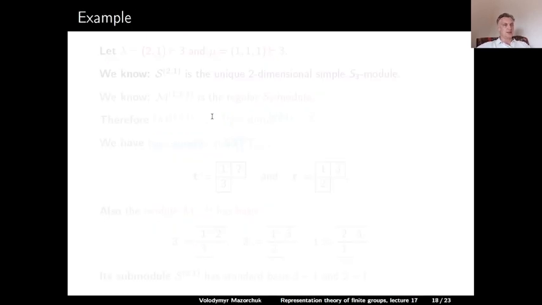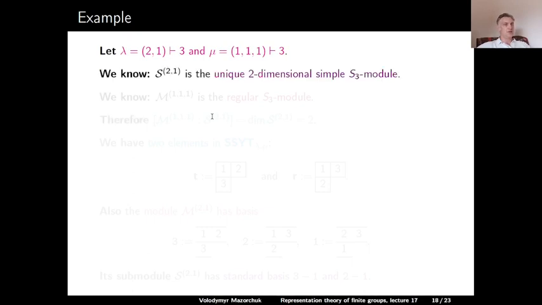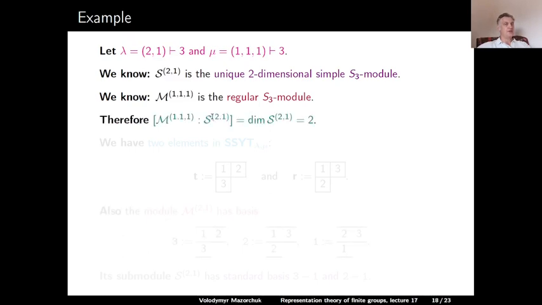So we will do one example. Let lambda be the partition (2,1) of 3, and mu be the partition (1,1,1) of 3. We know that the Specht module for lambda is just the unique two-dimensional simple S3 module, the unique two-dimensional submodule of the natural module. And we know that the permutation module for (1,1,1) is the regular S3 module. Therefore, the multiplicity of the simple module S(2,1) in the regular S3 module M(1,1,1) coincides with the dimension of our simple module, which means it's equal to 2.